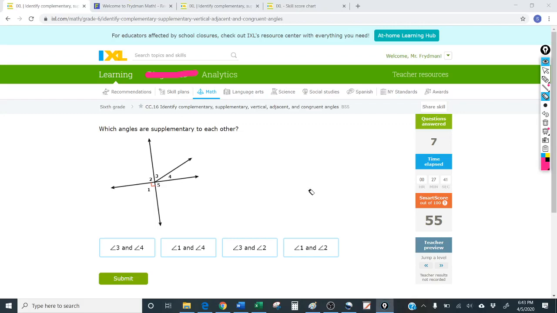All right. Which angles are supplementary to each other? 3 and 4. I can see from the picture here, 3 and 4 would be complementary. So 3 and 4 make a 90-degree angle, but I'm looking for supplementary angles, which means angles that add up to 180 degrees. So 3 and 4 is incorrect.